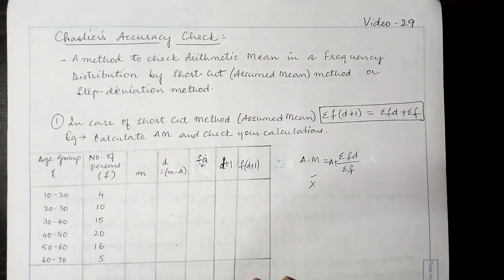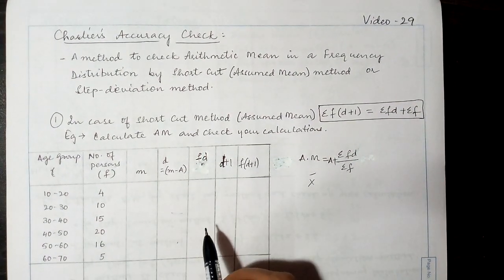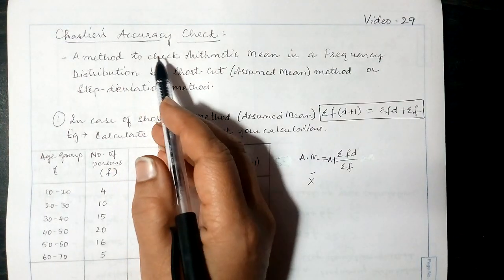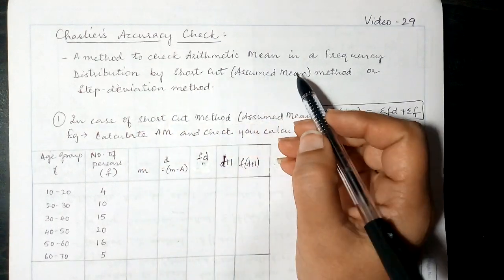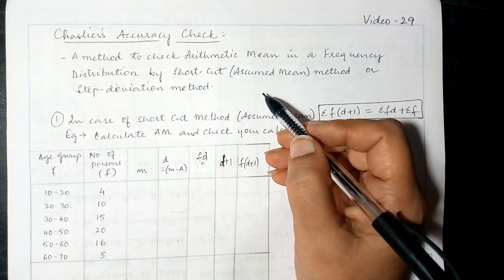In this video number 29, we are going to learn another concept of Charlier's accuracy check. Now this is a method to check arithmetic mean in a frequency distribution.